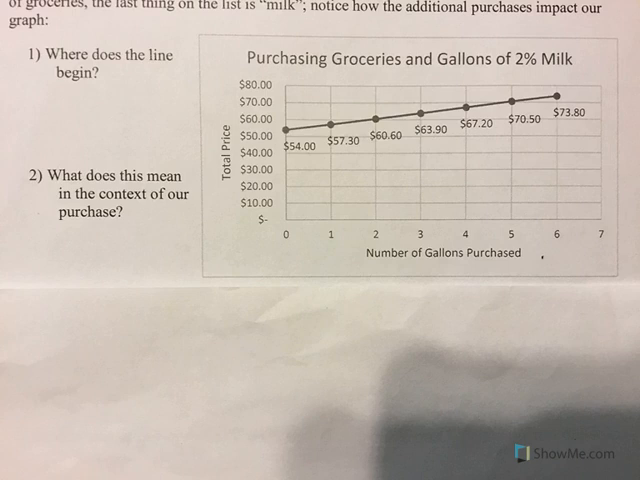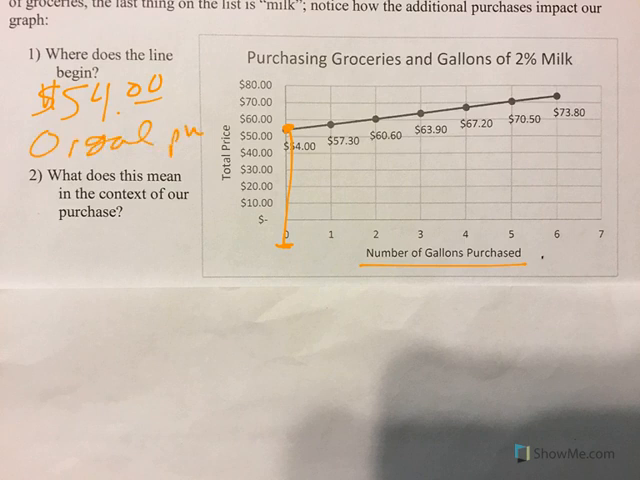All right, let's talk Y-intercept. So here we are talking about purchasing groceries and gallons of 2% milk. So where does the line begin? First things first, the line begins here, which is at 0 gallons of milk purchased. And when you go up, that dot begins at $54. But remember, that's 0 gallons purchased. So at 0 gallons, it cost me $54 to buy groceries.